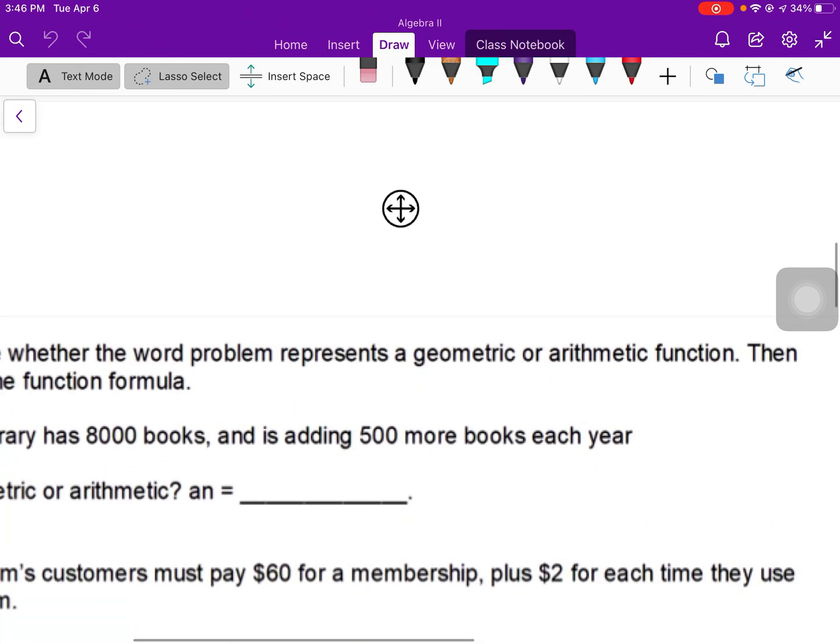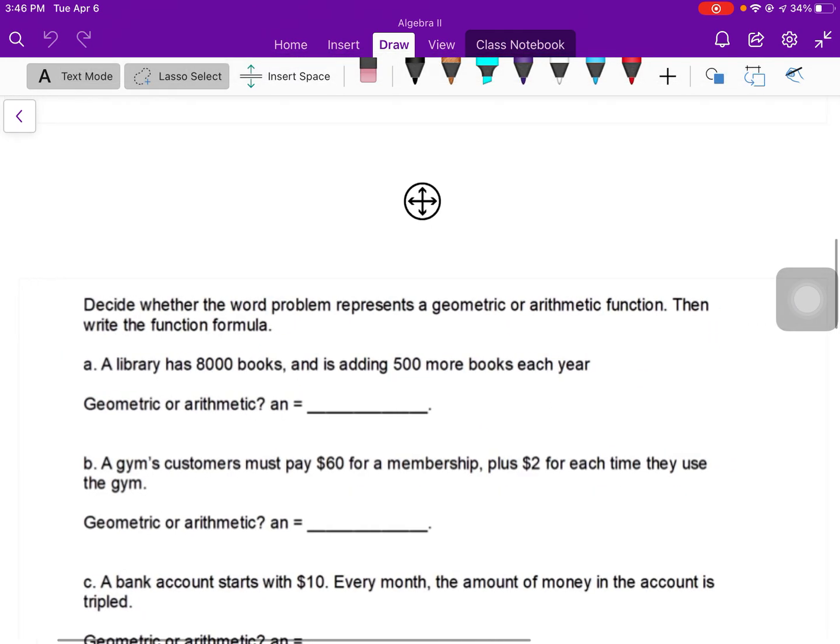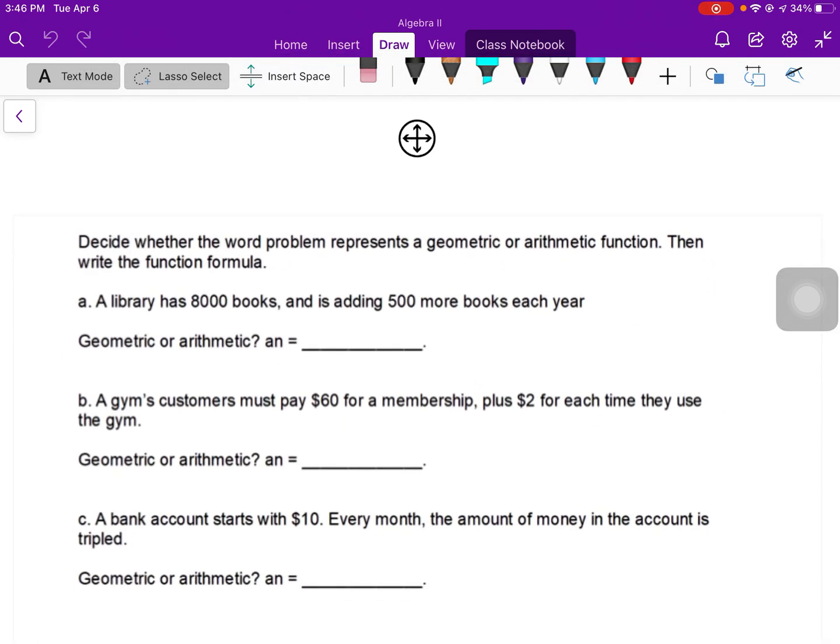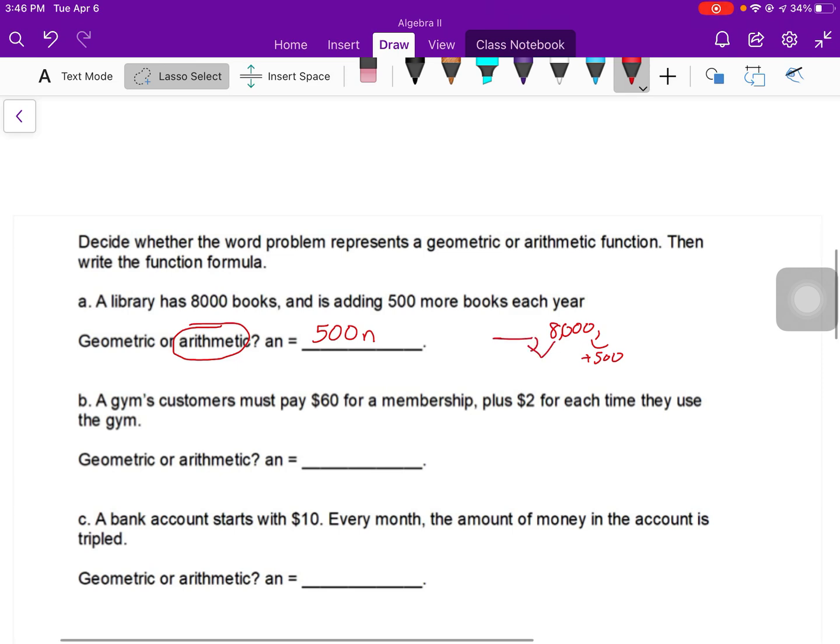So if I have here this problem of a library book, a library has 8,000 books and are adding 500 books per year. Is this geometric or arithmetic? Okay, so this would be arithmetic because we're adding to it. So if I'm starting at 8,000 books, I'm going to add 500 to each. So this is going to be my slope, 500n. I got to go back one spot to get the starting spot here, and that would be a plus, what, 7,500?